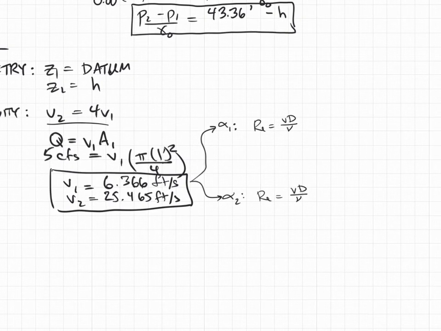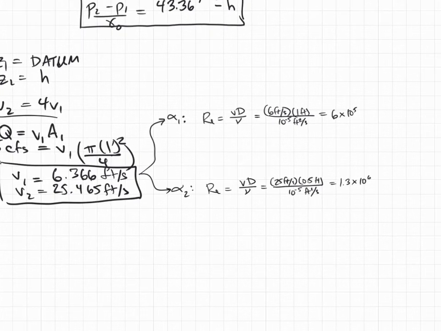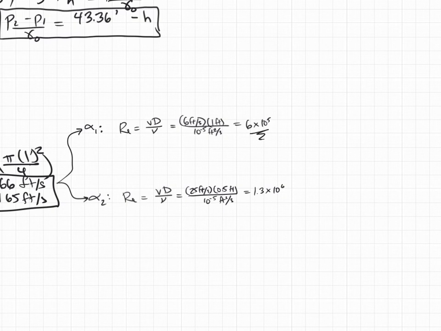Okay, so the velocity is 6 feet per second, and this one is 25 feet per second. The diameter 1 is 1 foot. The diameter 2 is 0.5 feet. And the viscosity is more or less 10 to the minus 5 feet squared per second. Equals. Okay, plugging and chugging, I end up with 6 times 10 to the 5th and 1.3 times 10 to the 6th.